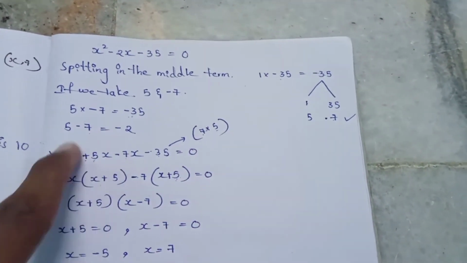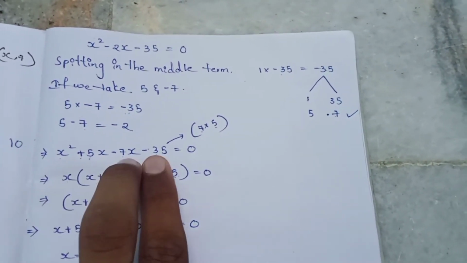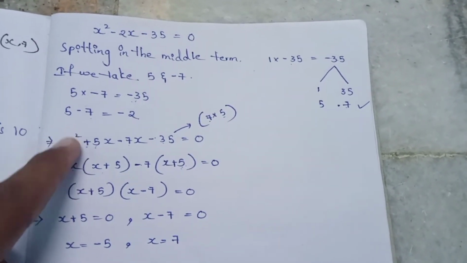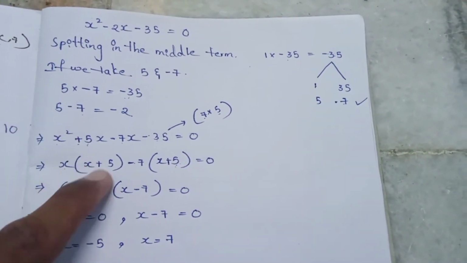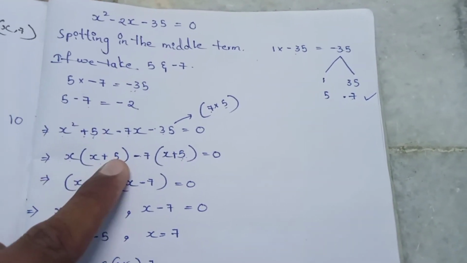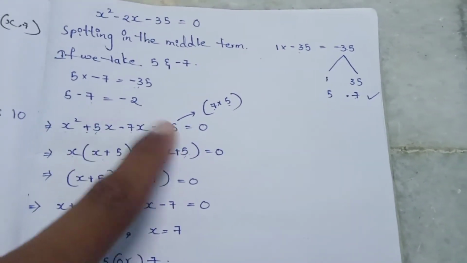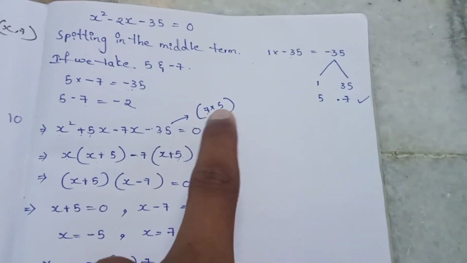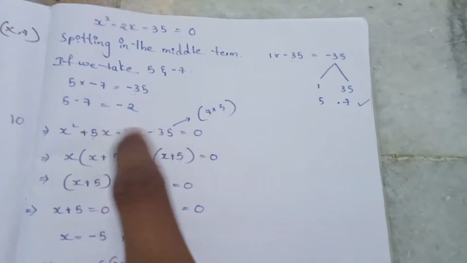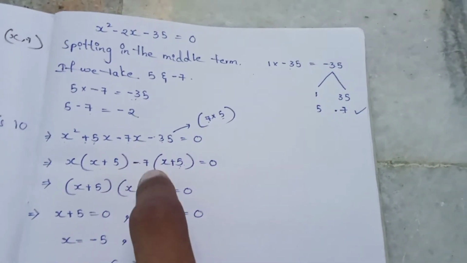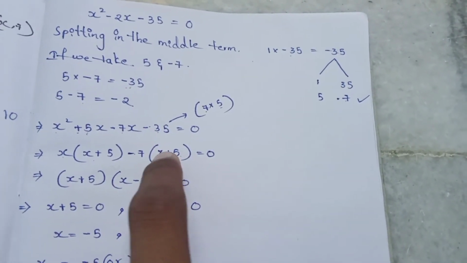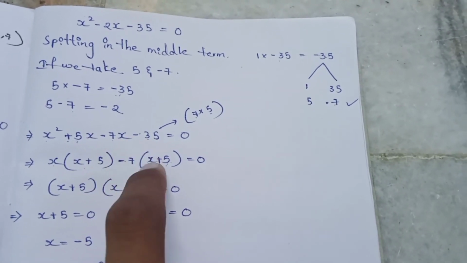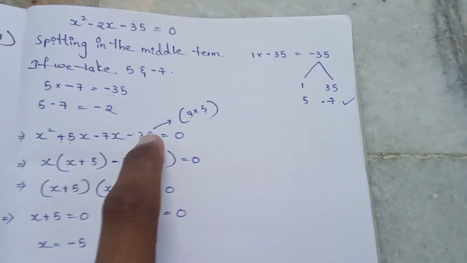Now in this we have to separate two terms. In these 2 terms, which is common? x is common. So one more x is there here, x plus 5 in bracket. Now in these 2 terms, which is common? Minus 7, because 35 can be written as 7 into 5. So we take minus 7 as common. What is remaining here? x. Why can't we take minus x? Because minus into minus is plus. What is remaining here? 5.